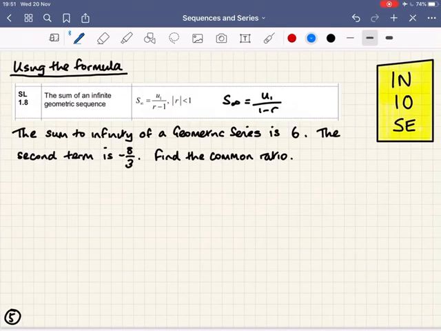This time we're told the sum to infinity is 6. The second term is minus 8 over 3. And again, we're asked to find the common ratio. Now here we have to do a little bit more work because we don't know what the first term is. So again, we can write down what we know.